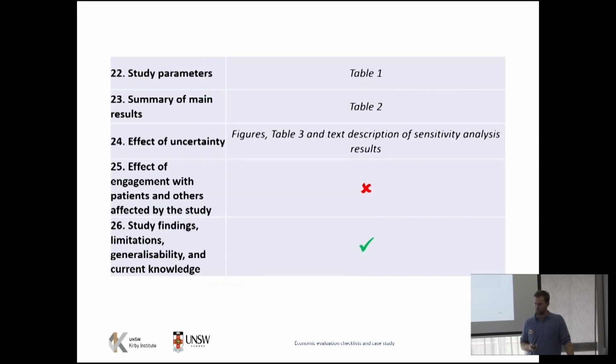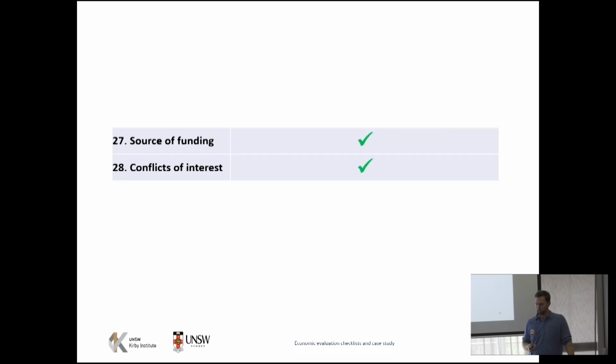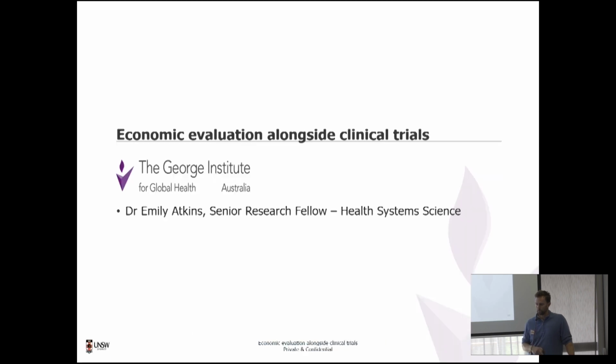Study parameters were shown in Table 1, the ICEs were shown in Table 2, the effects of uncertainty were explained in a lot of the figures and tables. They didn't talk about engagement with patients and others affected by the study or the effect of that. And they did have a discussion showing the limitations and study findings. And they did describe the sources of funding and conflicts of interest. That's it.